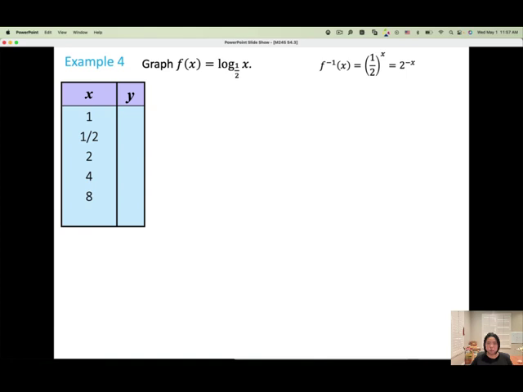Now try to graph f of x equal to log with the base 1/2 of x. And you know this is going to be the inverse function, right?